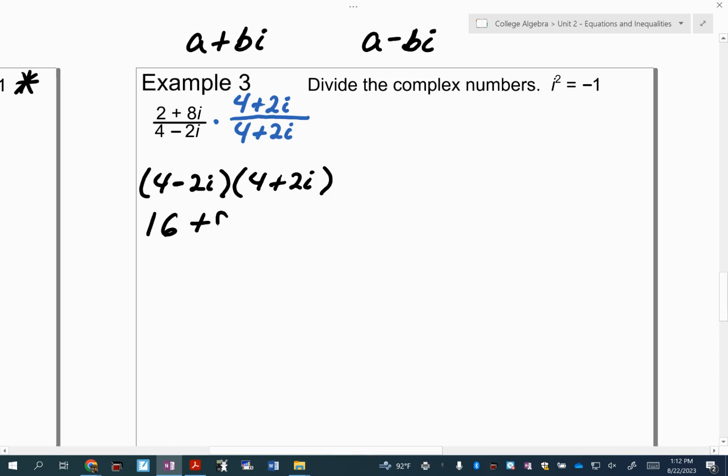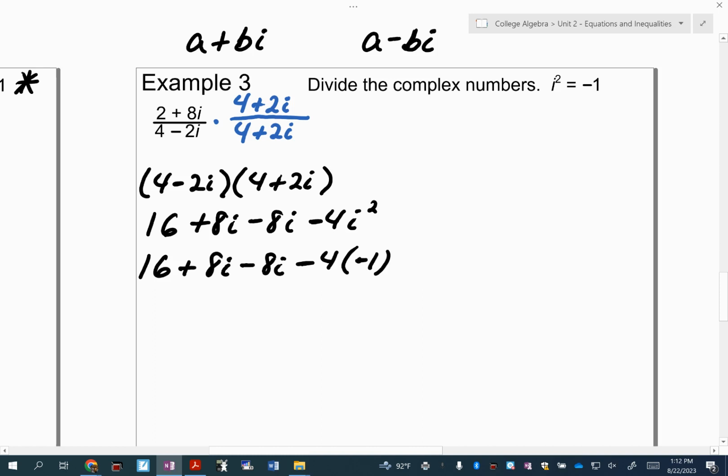4 times 2i is positive 8i. Negative 2i times 4 is negative 8i. Negative 2i times 2i is negative 4i squared. So exactly like I was just doing, right? Again, I know this is division, but really you'll notice all I'm doing is multiplying. i squared is the same as negative 1.